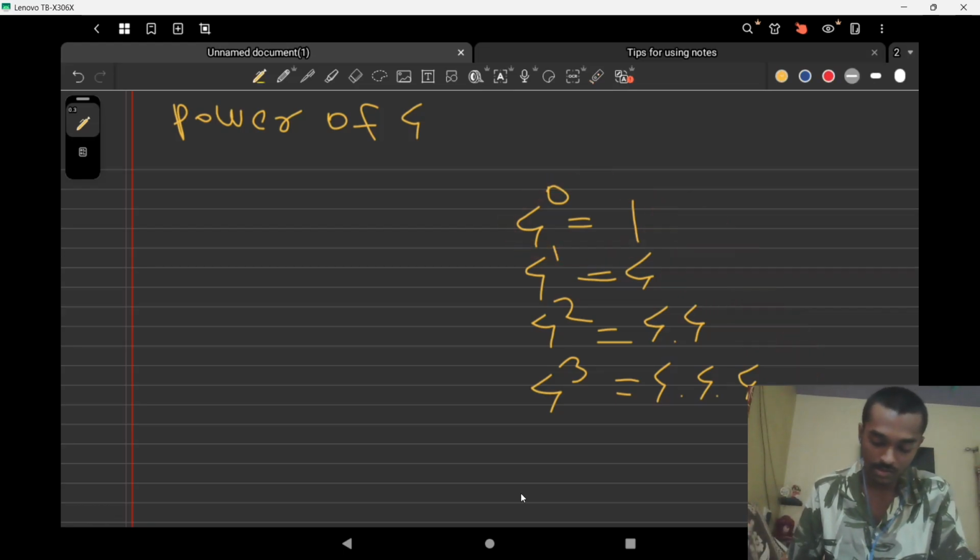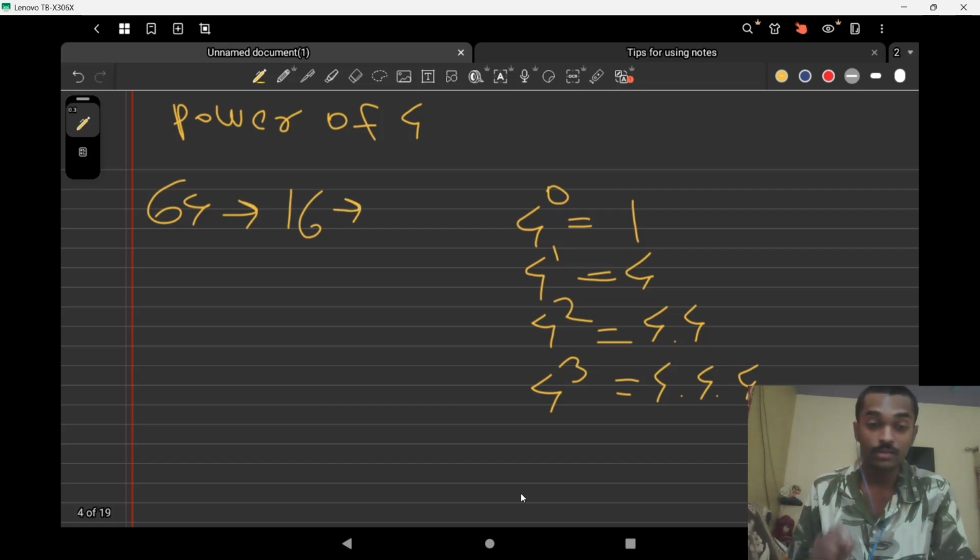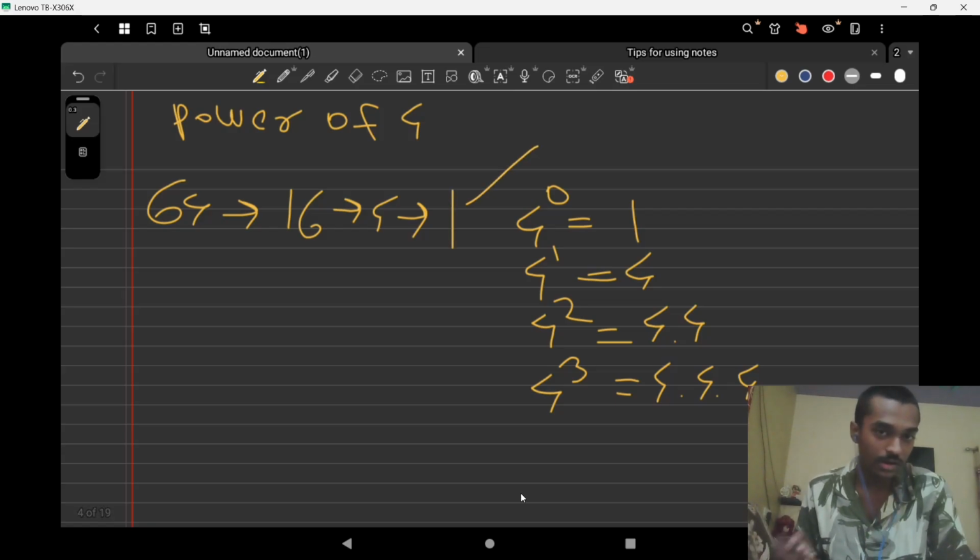Let us see an example like 64. 64, if we divide by 4, we get 16. It is also divisible by 4. If we divide 16 by 4, we get 4. It is also divisible by 4. If we divide 4 by 4, we get 1, and 1 is the base case, so we can return true.